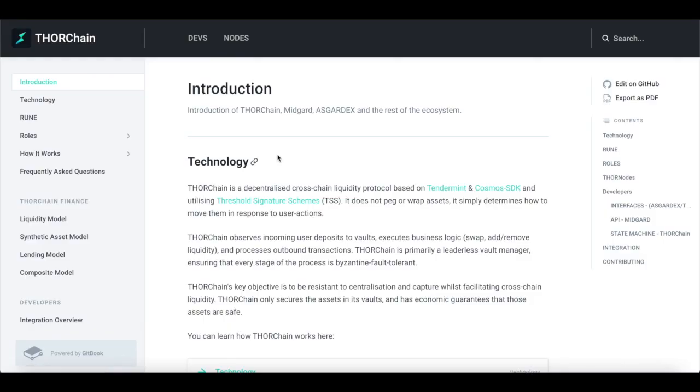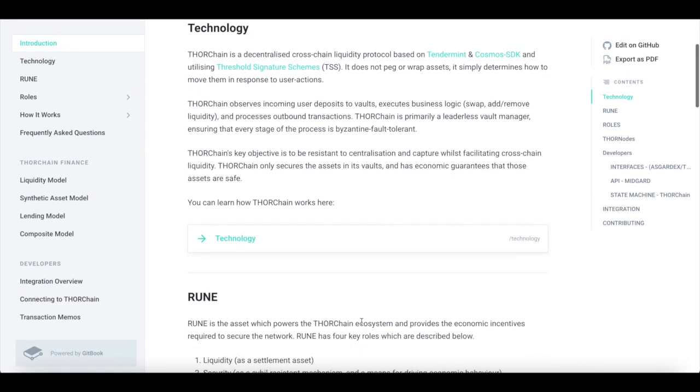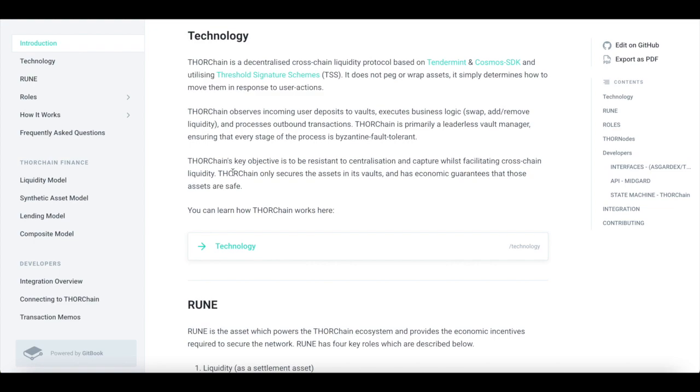THORChain describes itself as a decentralized cross-chain liquidity protocol utilizing threshold signature schemes. It does not peg or wrap assets. It simply determines how to move them in response to users' actions, in other words, to users' needs. And this is directly from THORChain. This is their explanation of their technology, which makes it good and easy to understand because everyone can get a straightforward answer from the developers themselves.